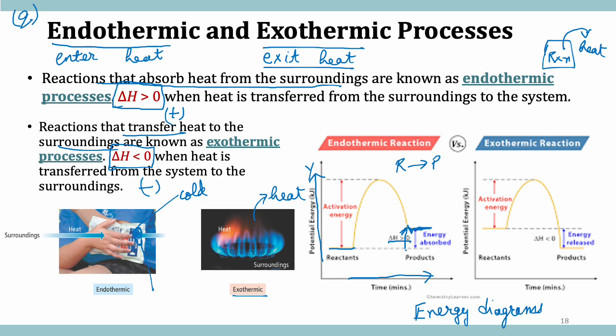Whereas in the case of the other reaction, the one on the right side, this is where the reactants are, this is the energy of reactants, this is the energy of products. So reactants have more energy. When they want to convert into products, they have to lose all that extra energy, and that extra energy will be released. Those are called exothermic reactions. Delta H is going to have a negative sign, it will be less than 0.